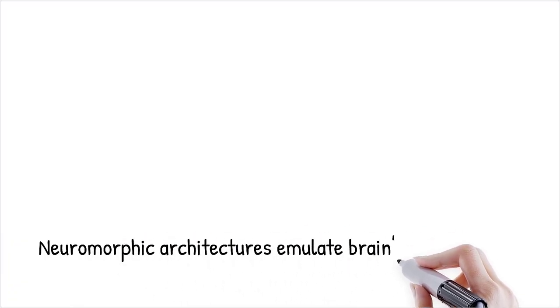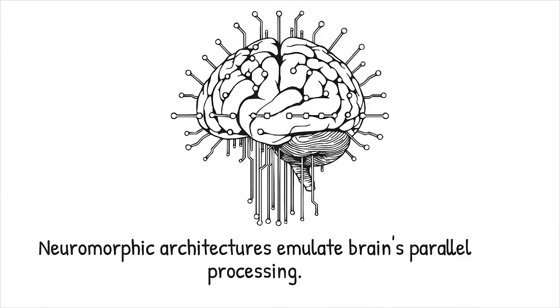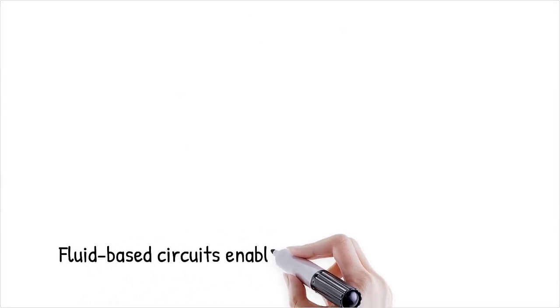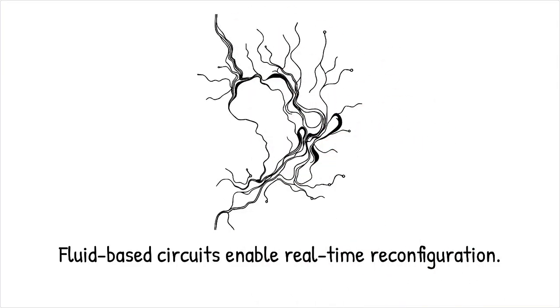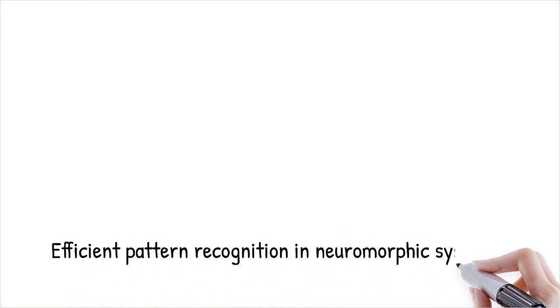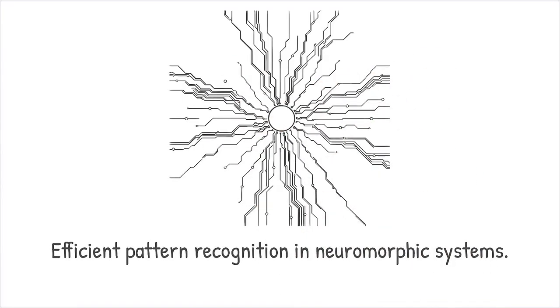Neuromorphic architectures aim to emulate the parallel processing and adaptive learning capabilities of the human brain. Fluid-based circuits using ionic liquids can dynamically change their structure, enabling real-time reconfiguration similar to synaptic plasticity in biological systems. This architecture supports nonlinear processing and efficient pattern recognition, essential for advanced AI applications.